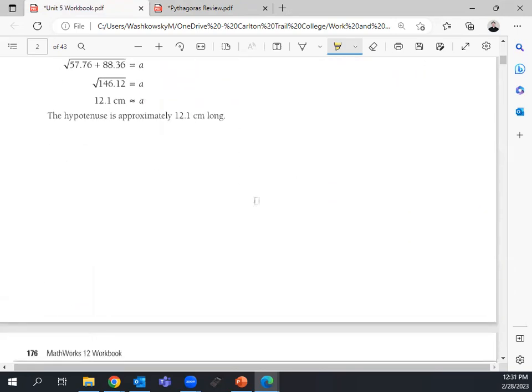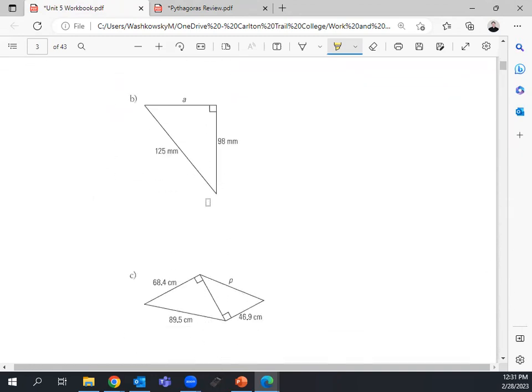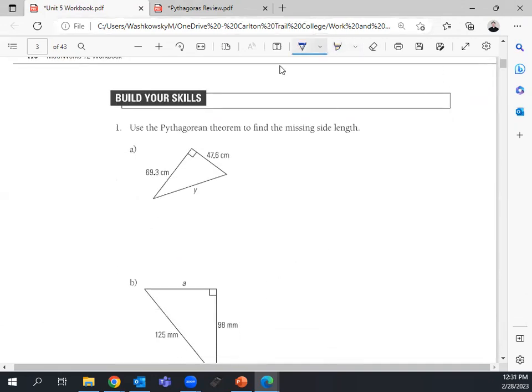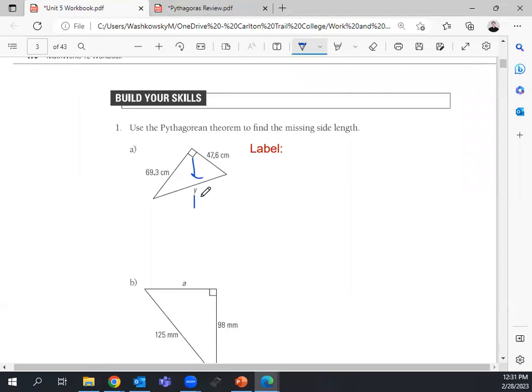Just as a really quick refresher, I'm just going to go straight to page 176. And I'm just going to do one of these. I'm just going to do question 1. Again, first thing you want to do is... I'll make this bigger so everyone's able to see. First thing I want to do is label my sides. I can see in this case my unknown side is my hypotenuse, and I'm just going to say sure, this one's going to be A, this one's going to be B. Doesn't matter which one you do. So I've labeled it. Perfect.